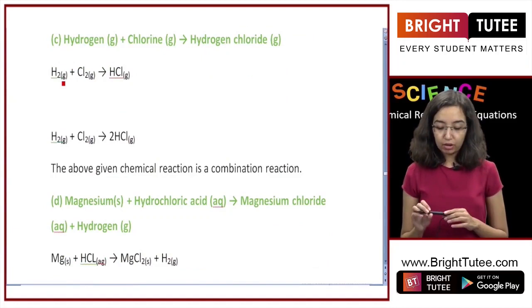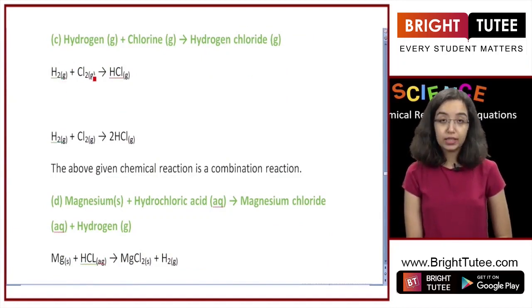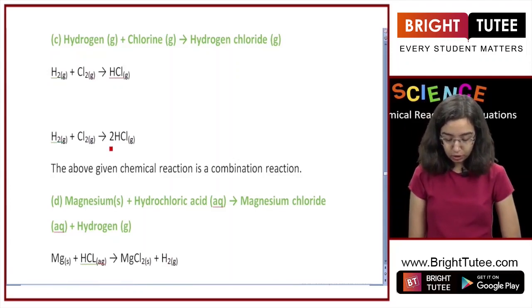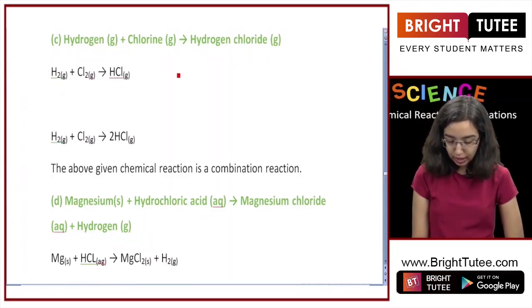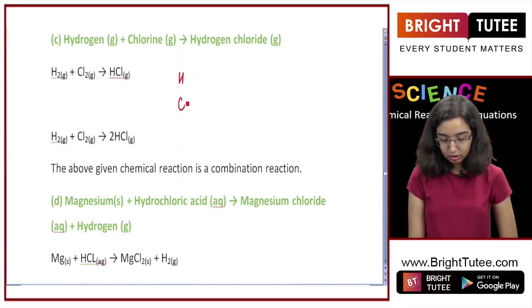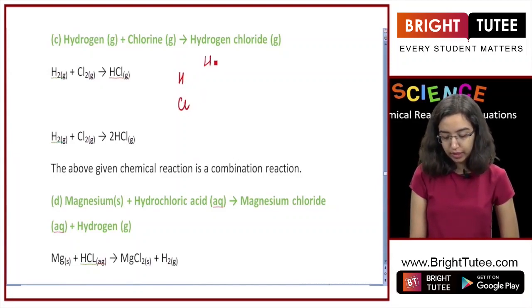The next is hydrogen and chlorine. So H2 plus Cl2 forms HCl. Now in this equation, we'll again have to balance it. Very simple, you have already done this before.